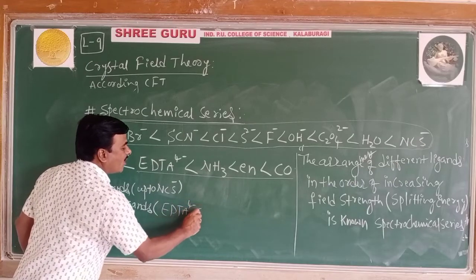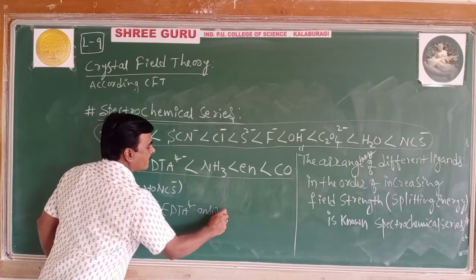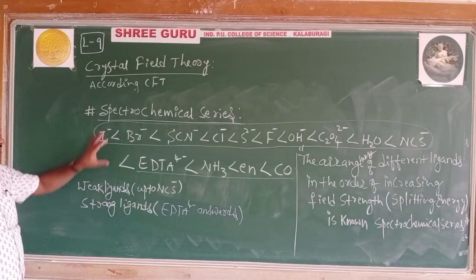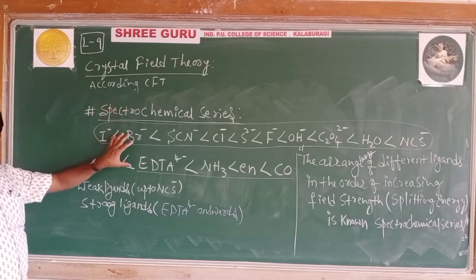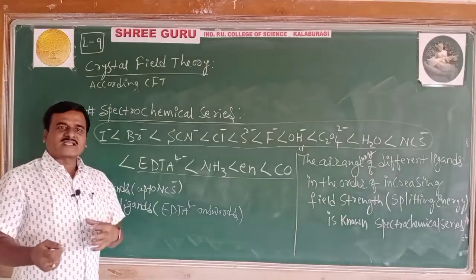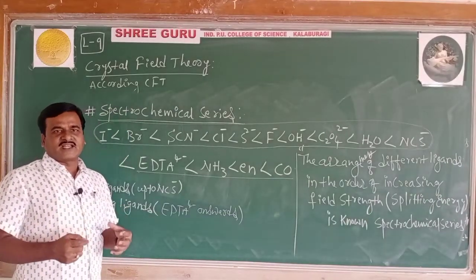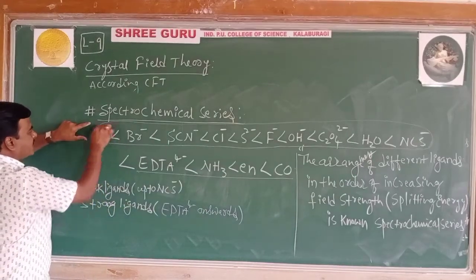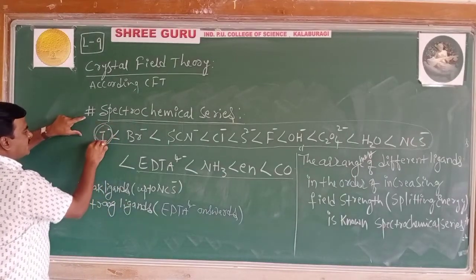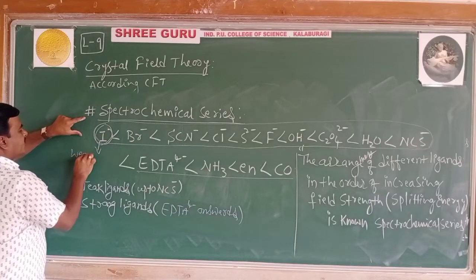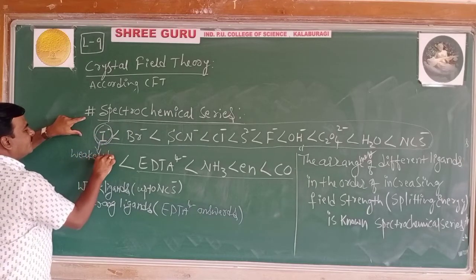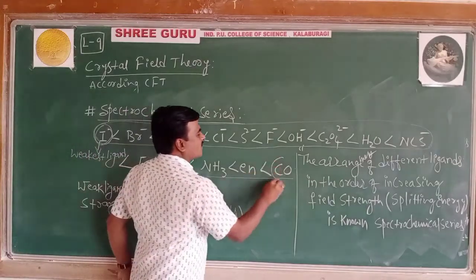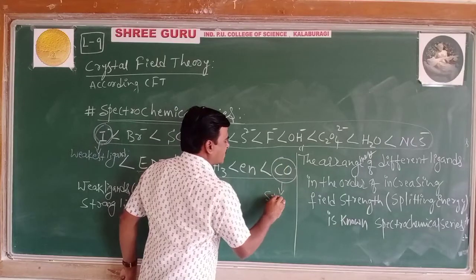EDTA 4 minus onwards, these are considered as strong ligands. So in the spectrochemical series, if one asks to name the weakest ligand and the strongest ligand, then remember I minus is the weakest ligand, and CO carbonyl is the strongest ligand.